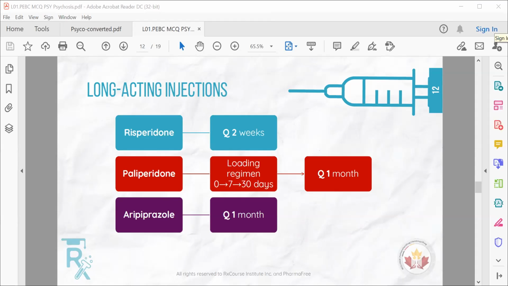So Palpyridone, how do we start the injection? We give the first injection today, the second injection after 1 week, the third injection after 1 month, and then we take it monthly. Okay, what I would like to tell you about Palpyridone injection, its brand in Canada is called Invega. And this brand has 2 subtypes. One is called Invega Sustenna, and the other one is called Invega Trinza.